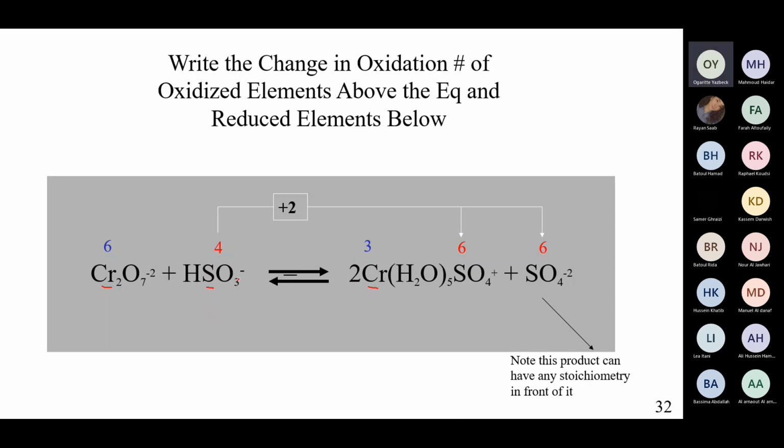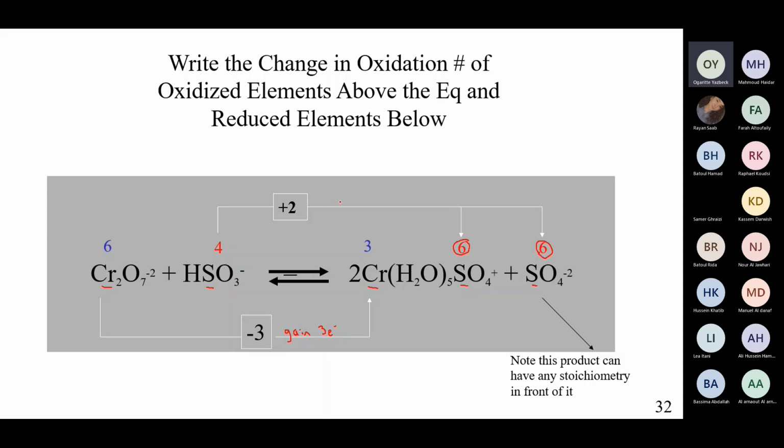The sulfur is going from an oxidation number of 4 to an oxidation number of 6, whether it's on this side or that side. What's happening? The chromium is gaining 3 electrons. So write it like that, gaining 3 electrons.